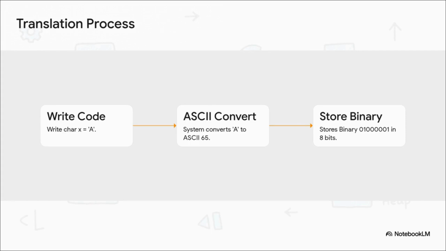Imagine you write the code char x equals 'A'. Step 1, the compiler sees char and immediately reserves exactly 1 byte or 8 bits of memory. Step 2, the computer knows it can't store the literal letter A, so it looks up A in the standard ASCII table where a capital A has a numeric value of 65. Finally, in Step 3, the computer converts that 65 into pure binary, which is 01000001, and neatly packs those 8 zeros and 1s right into your 1-byte container. It's basically pure magic happening in milliseconds.